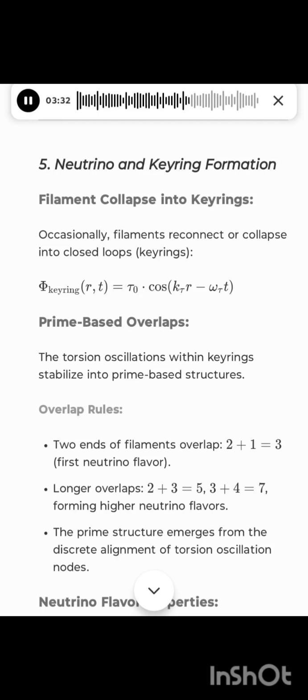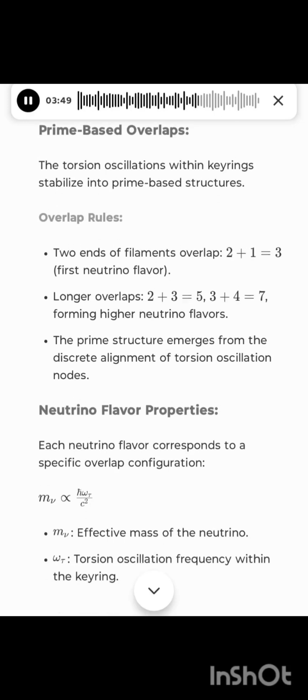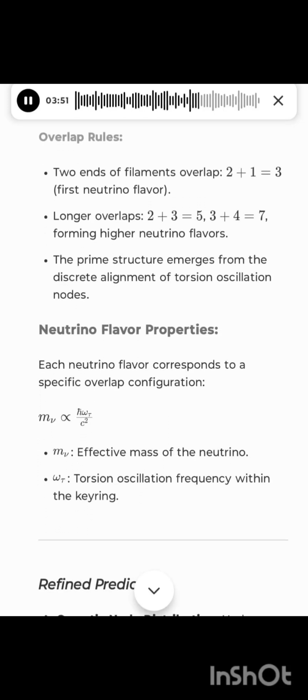Prime-based overlaps. The torsion oscillations within keyrings stabilize into prime-based structures. Overlap rules: two ends of filaments overlap, 2 plus 1 equals 3, the first neutrino flavor. Longer overlaps, 2 plus 3 equals 5, and 3 plus 4 is 7, forming higher neutrino flavors. The prime structure emerges from the discrete alignment of torsion oscillation nodes.